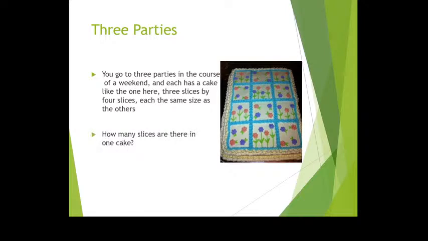By the way, if it's 3 slices by 4 slices, I want you to notice it's 3 slices across the top, 4 slices like so. How many slices are there in one cake? How many, everyone? There are 12 slices in a cake. Very good. You're going to 3 parties. We're talking about 3 cakes.